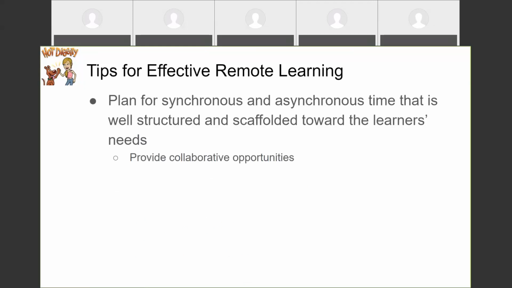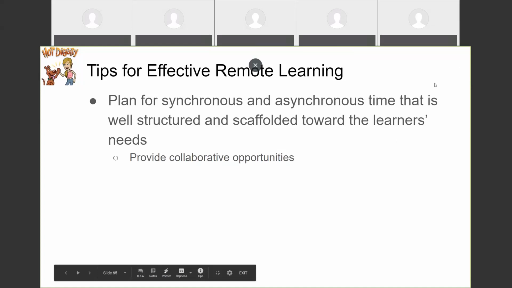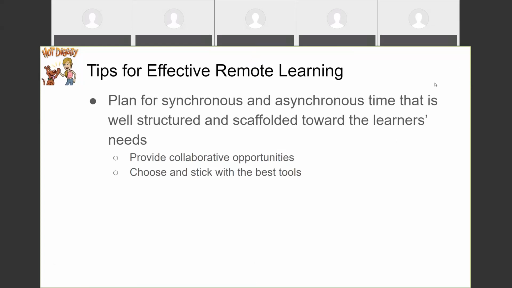Make sure you're still providing collaborative opportunities. A lot of online platforms now have the opportunity for breakout rooms. So that's something that's cool for synchronous learning. And of course, in Google Docs and things like that, they can collaborate within a document, even if it's asynchronous.